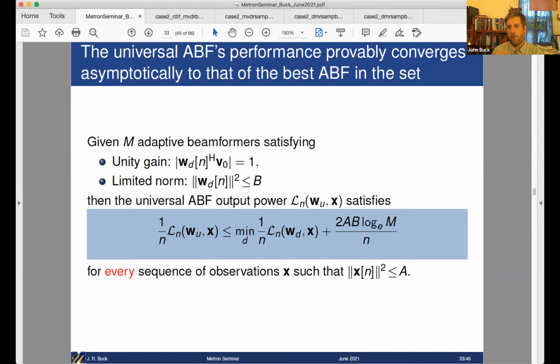If you let me go away and try these m different options and come back and pick the best one with 20/20 hindsight, I'm telling you, moving forward in real time, the universal algorithm can get arbitrarily close to that on a per sample output basis, because as n, the number of data samples, goes to infinity, this term is going to vanish. And this is true for every sequence of observations with finite bounded power. Again, not assuming X is Gaussian distributed or Rayleigh or anything, but for every individual sequence of observations. That's a very powerful convergence result that we get from melding the info theory universal prediction results into this beamformer and machine learning framework.